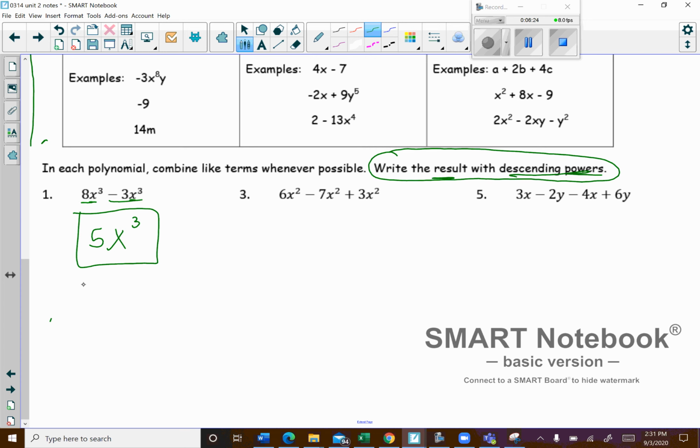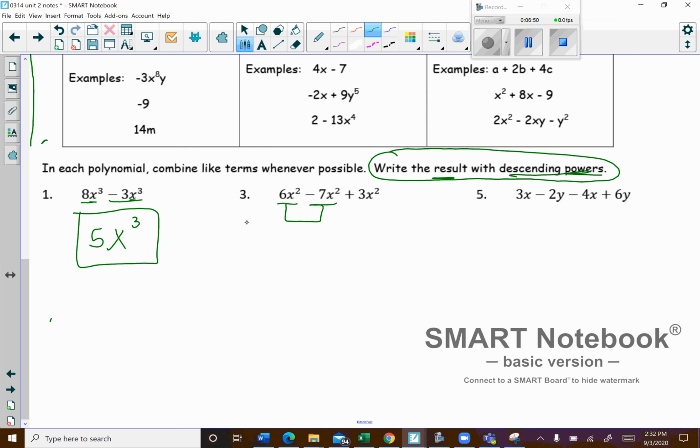Okay, looking at number 3, very similar to number 1, except there's 3 terms here, and with addition and subtraction, if you remember order of operations, you want to go from left to right. So if I were to add first, I would get the wrong answer, so you don't want to do that. So we got to start with this part right here. So I have 6x squared, I'm taking away 7x squared. So I have 6, I'm taking off 7.